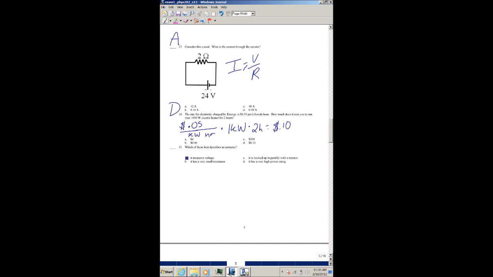And which of these best describes an ammeter? It doesn't measure voltage. It does have a very small resistance. For B, it's not hooked up in parallel, it's hooked up in series. It has a very high power rating? No, it actually has a pretty small power rating.